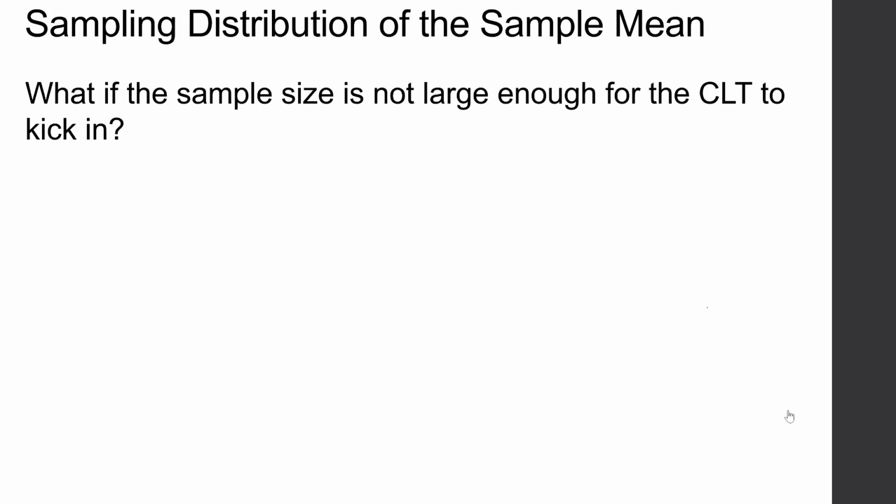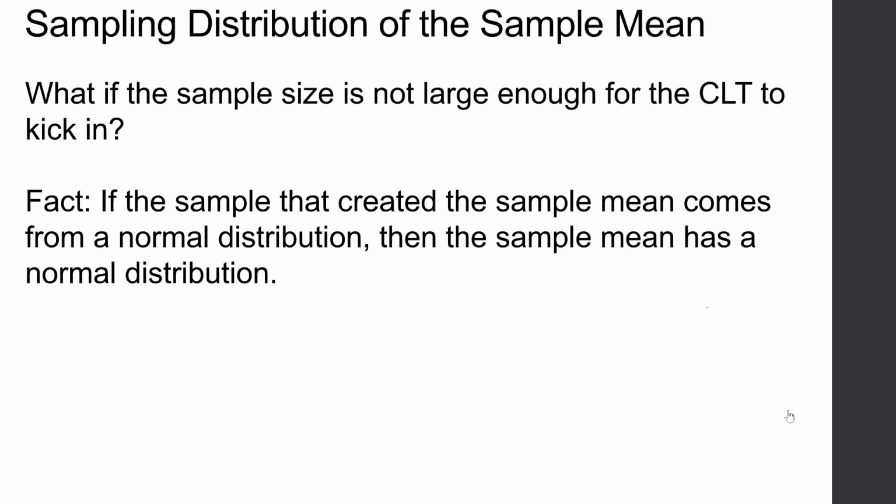What if you don't get to call the central limit theorem in to get that the sample mean is normally distributed? Well, it turns out that if the sample that created the sample mean comes from a normal distribution, then the sample mean automatically has a normal distribution. So there is no sample size requirement. So if you start with a normal, you end with a normal. If you don't start with a normal, you still get that the sample mean has a normal distribution as long as the sample size is big enough due to the central limit theorem.